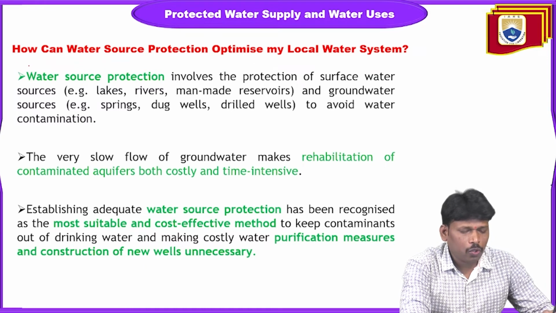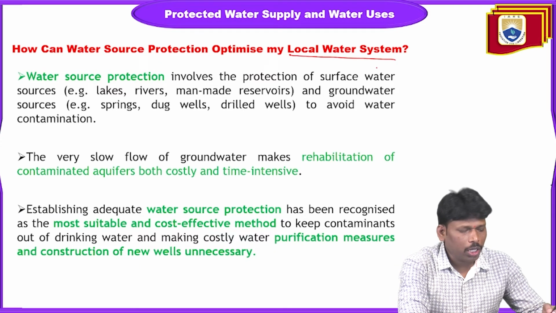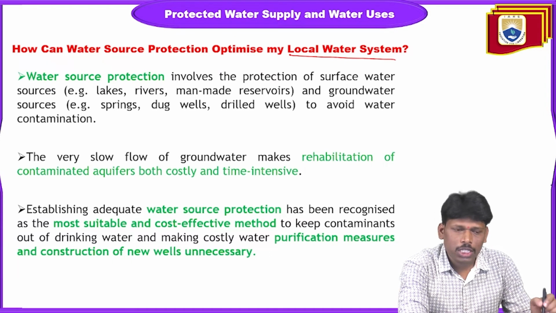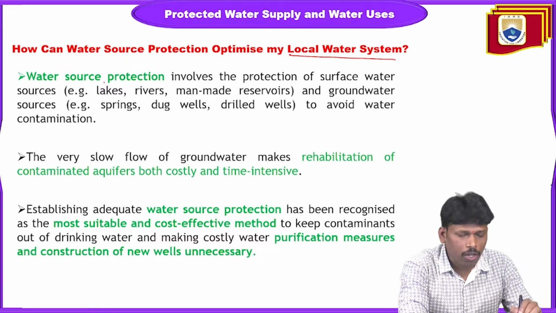How can water source protection optimize my local water system? This is one of the major topics. Here we are going to measure how it optimizes our local water system, in three terms. One is water source protection, which actually involves production.